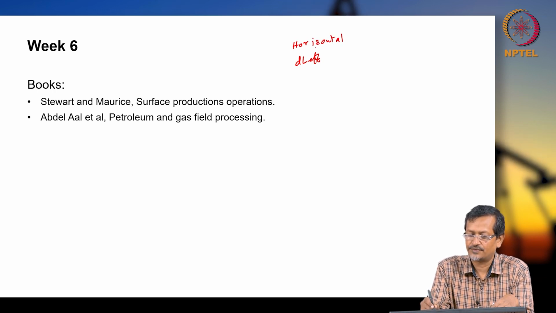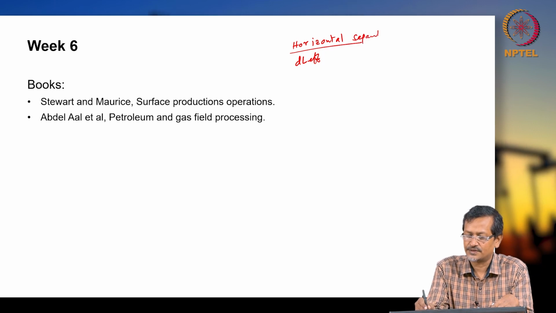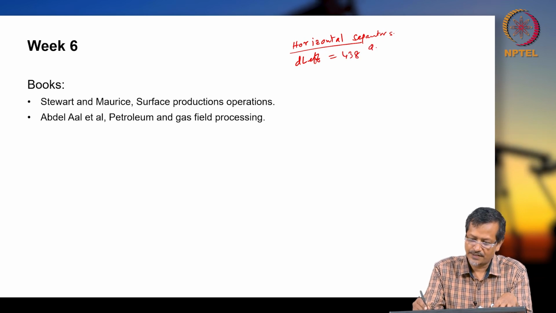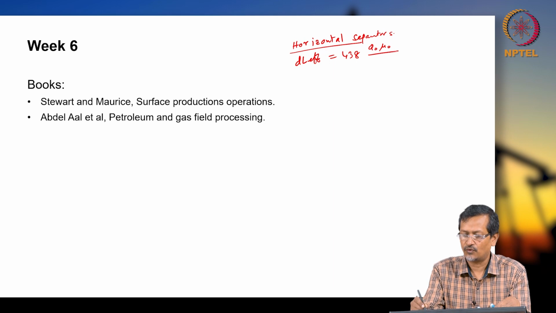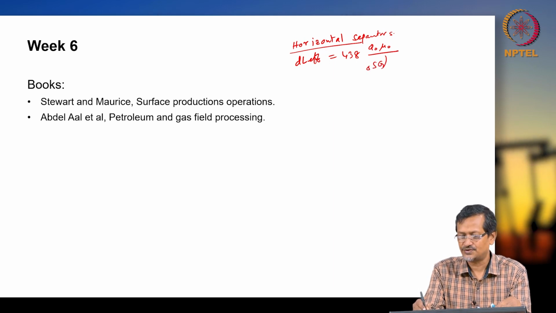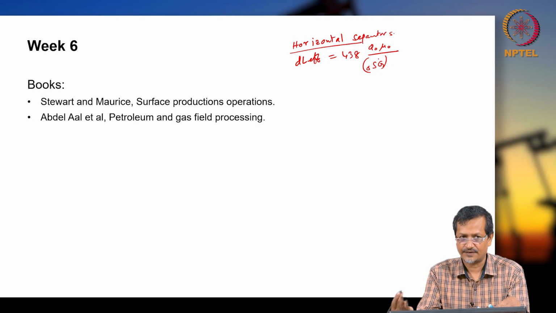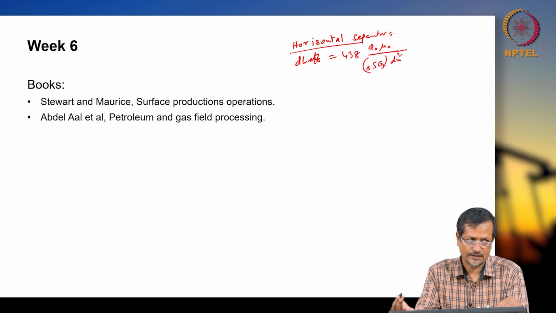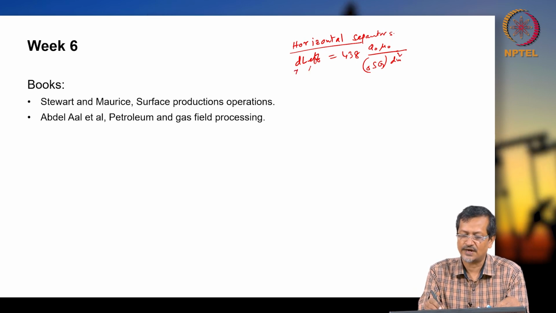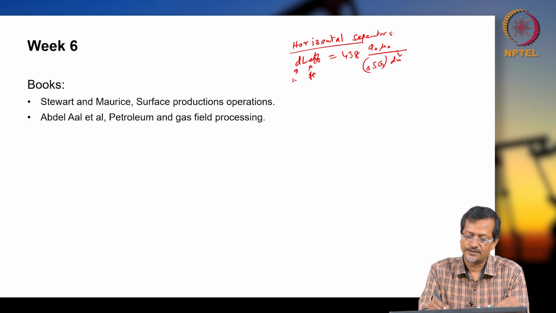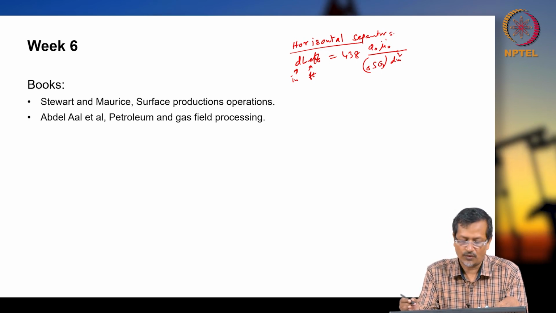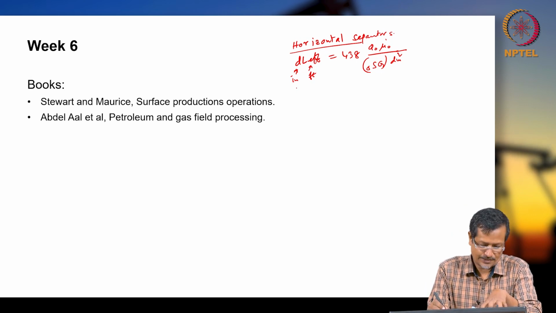Just for recapping, I am writing the horizontal separator formula: D L_eff equals 438 Q_O mu_O over del SG d_m squared, where Q_O is the oil flow rate, mu_O is the viscosity of oil, del SG is the specific gravity difference, and d_m is the particle size diameter in micron. You should remember the units: D in inch, L_eff in feet, mu in cP, d_m in micron, del SG unitless, and Q_O the oil flow rate.